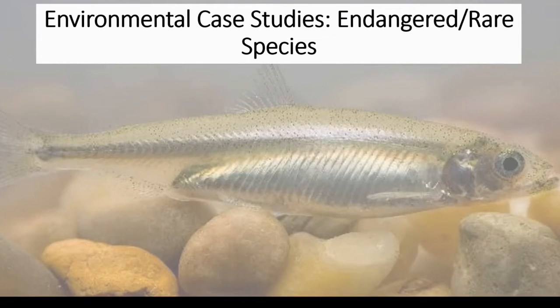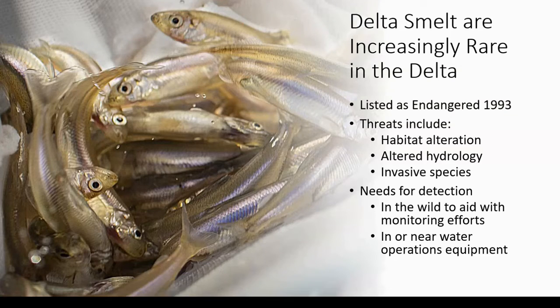Okay, and now we can move over to environmental DNA of endangered and rare species. Delta smelt were previously one of the most abundant species in the San Francisco estuary, and they were listed as endangered in 1993. Some of the threats to them include habitat alteration, altered hydrology, and invasive species. When we're monitoring them, the needs for detection are twofold: we're out in the wild and need to aid with monitoring efforts.